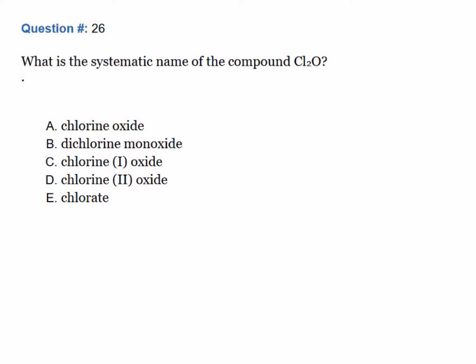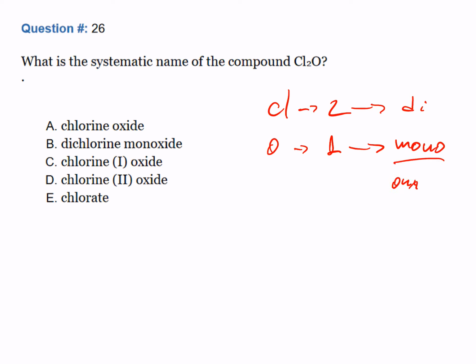Can you name this compound? We have Cl2O. So you have chlorine, and you have 2 of them, and you have oxygen, and then you only have 1 of them. So the 2 goes with di, and the 1 goes with mono. You omit mono if it's the first element, but oxygen is not the first element, so you need to have the monoxide there.